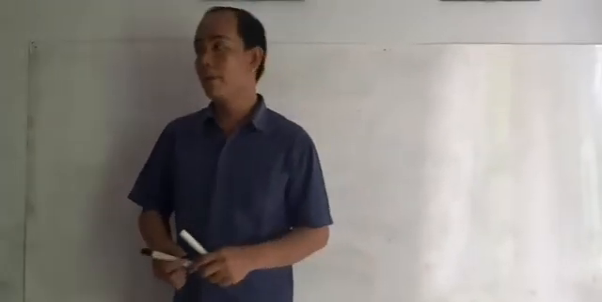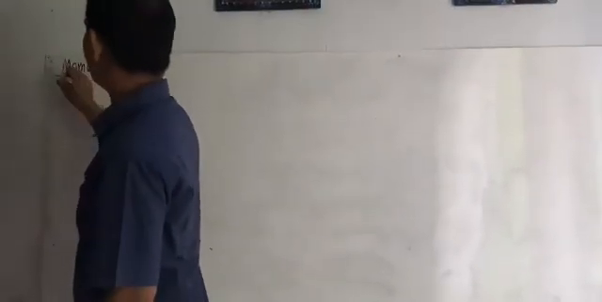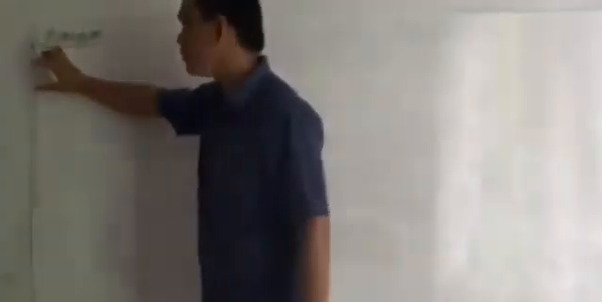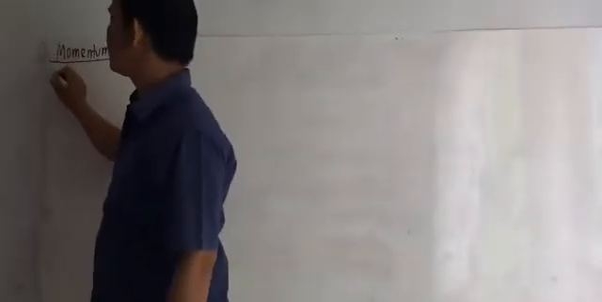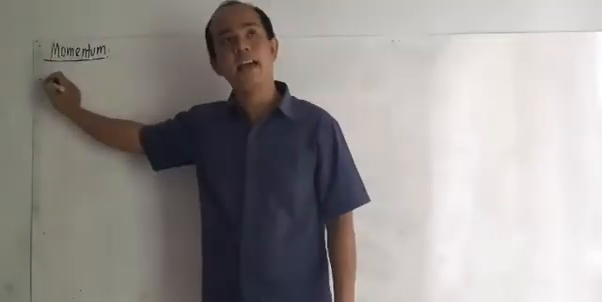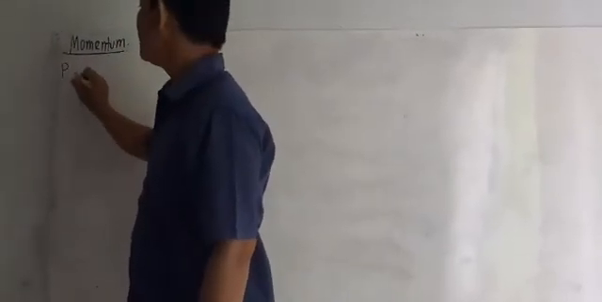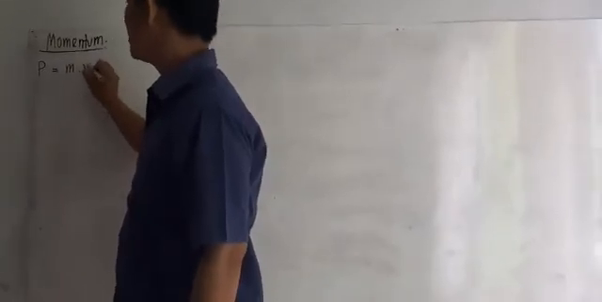Now we learn about momentum. Momentum is maybe a new word for us, but now we are going to learn about it. The momentum is a product, okay? The momentum is a product of mass and velocity. It is signed with a small letter p, the product of mass and velocity.